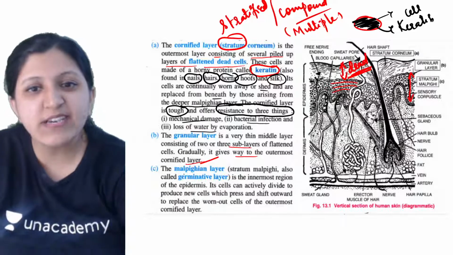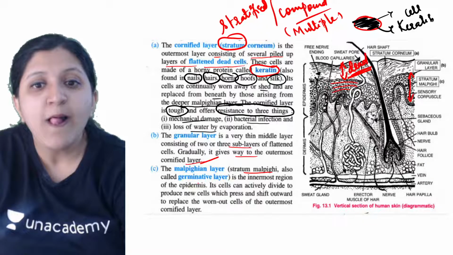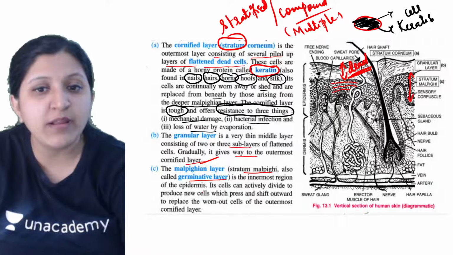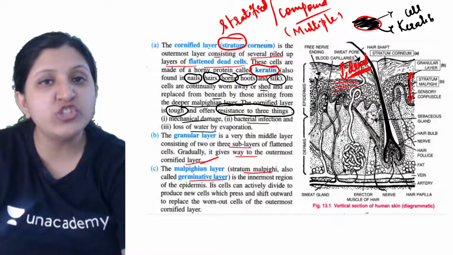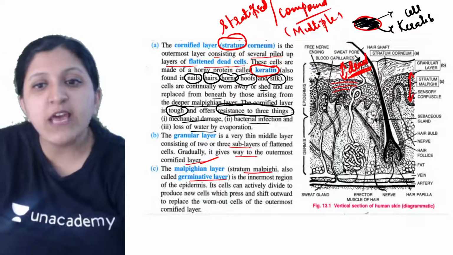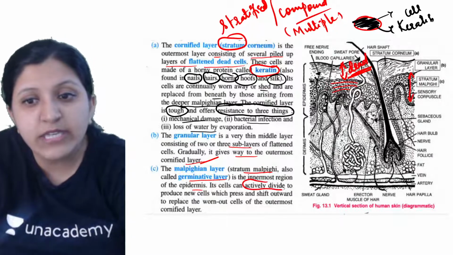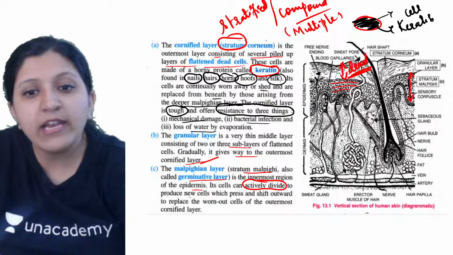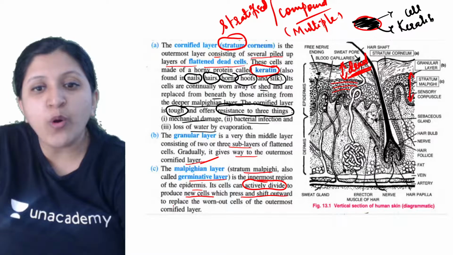Okay, so next is the Malpighian layer or stratum malpighii, also called the germinative layer. So why do we call it a stratum malpighii or a germinative layer? Basically, we mention germinative layer because the cell division is occurring there. This is the innermost region of the epidermis. The cells are actively dividing, so this is very important. Actively dividing to produce new cells which press and shift outward to replace the worn out cells.